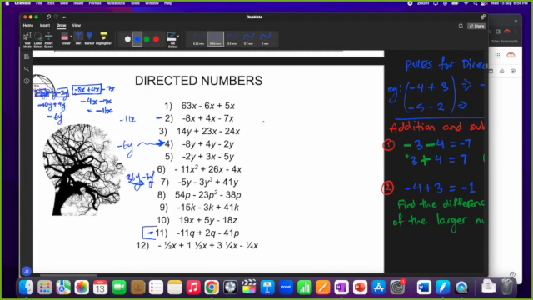So what do we have here? Minus 5y minus 3y cubed plus 41y. Notice I cannot add the y with the y cubed. I can't do that, right? So that means that I could add the y with the y. So I have minus 5 here, and I have plus 41y here. So 41 minus 5 is 36, rightfully so. And then I'm left with this minus 3y cubed that I cannot do anything with.